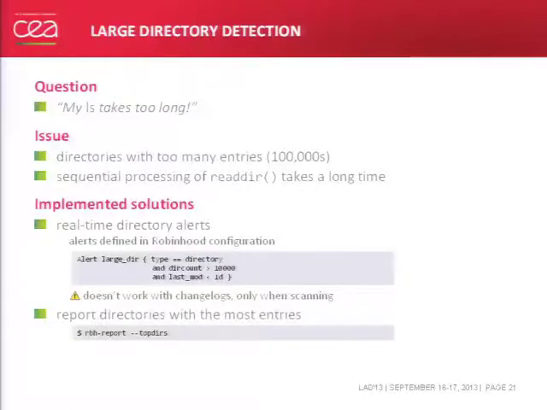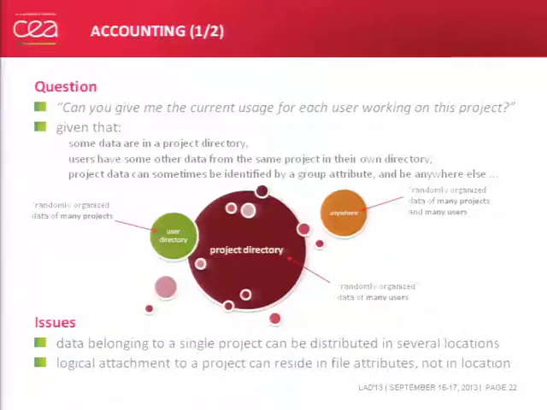We also can, I will go faster through those examples. We also can detect large directories, so directories with a large amount of files, because it's usually not good for performance either. Sequential processing of entries is usually not very fast. So we can set alerts in the Robinhood configuration on a directory, for instance, for directories containing more than 10,000 files, and a recent last modification, smaller than 1 day. And when Robinhood scans the file system, we will send an alert for this kind of directory, so you can point the user directly to his directory. And there's also a command line to get the report of the largest directories in the file system.